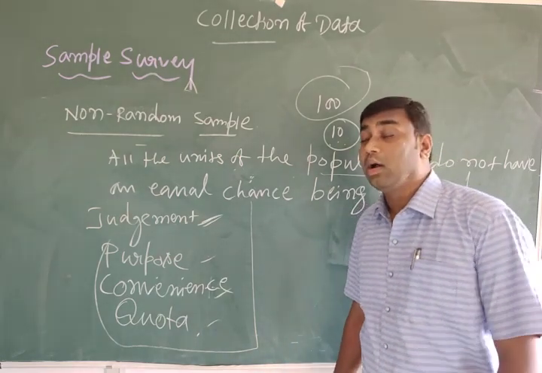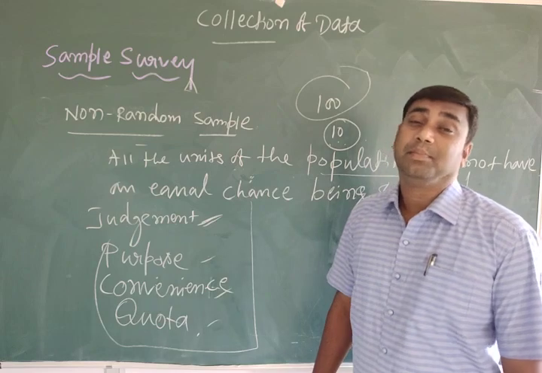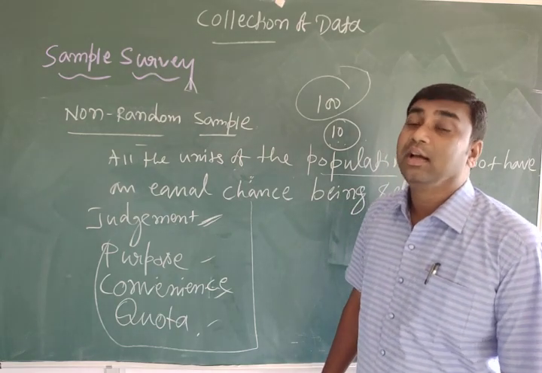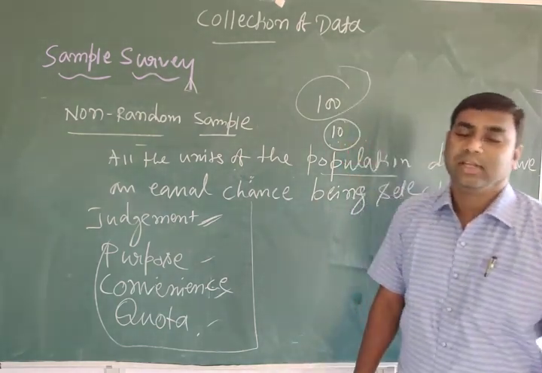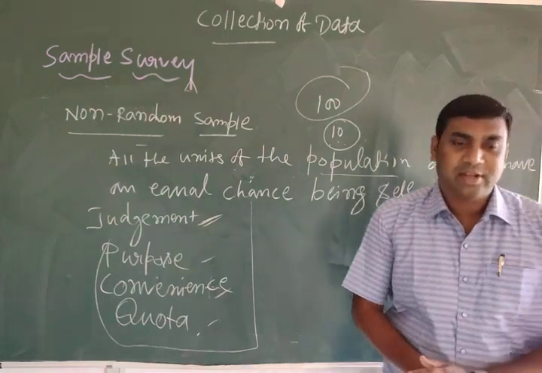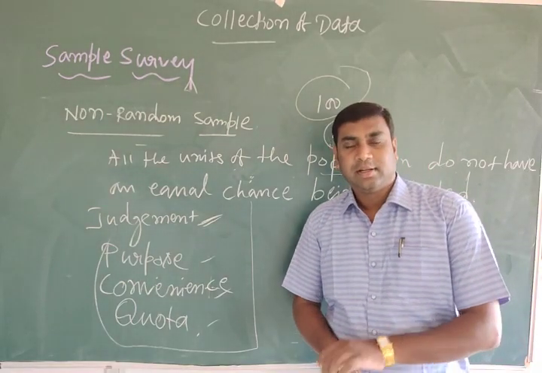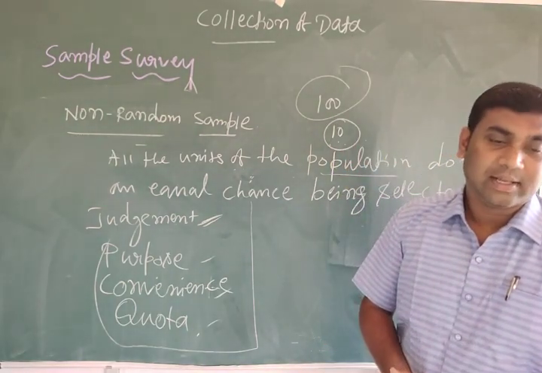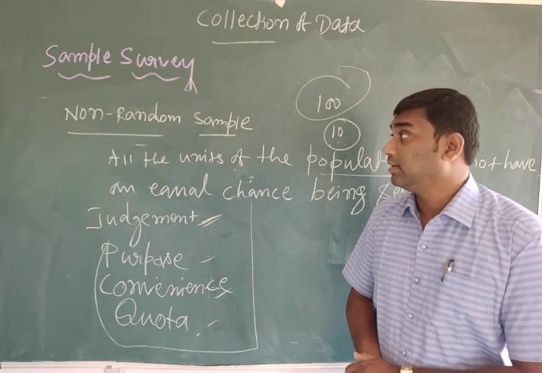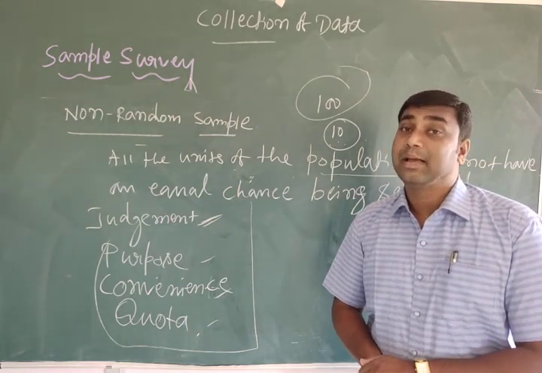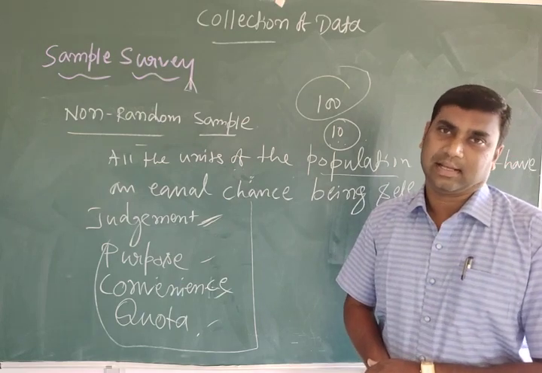If it goes wrong in this way, that is called errors. What do we call it? We call it error. In the errors we have to observe two types: sampling error and non-sampling error. We will discuss sampling error and non-sampling error in the next class.